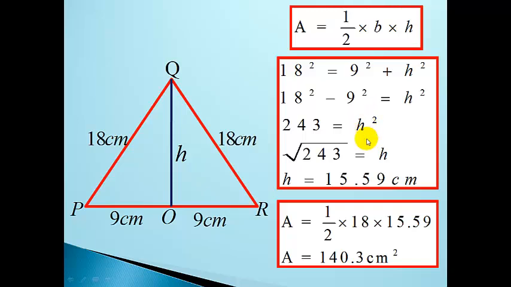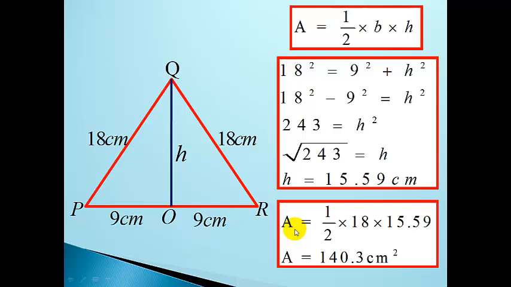How do you find h? We take the square root of both sides. When we take the square root of h squared, we have h. And when we take the square root of 243, we have 15.59 centimeters. That means that the height of the equilateral triangle, that is the base of the pyramid. Take note that this height is not equal to the height of the pyramid. This height is the height of the equilateral triangle, that is the base. So the height is 15.59 centimeters.